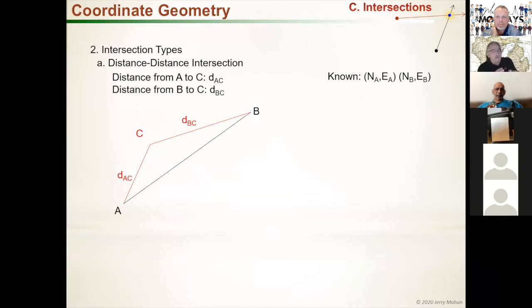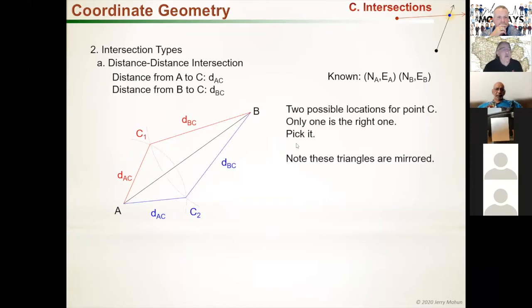Now, ultimately, the way we want to get the coordinates of that unknown point is with a forward calculation from one end of the baseline or the other. And that is to come up with a direction and a distance from either A or B to get point C. So we solve enough of the triangle to do that. Now, in the case of a distance intersection, there's two possible solutions, because we have a mirrored triangle solution here. We can have either the red triangle or we can have the blue triangle.